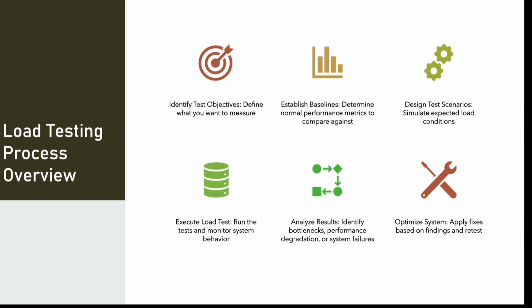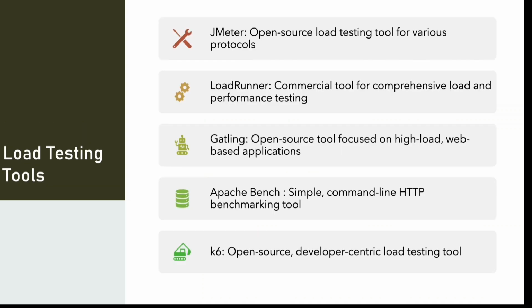Once that is done, we need to analyze the results, identify the bottlenecks, and check for performance failures or system failures. Then we need to optimize the system. For example, if our RAM is causing requests and responses to take more time, then we need to increase the RAM a little bit. This is how we have to optimize the system. So this is the whole procedure for load testing.